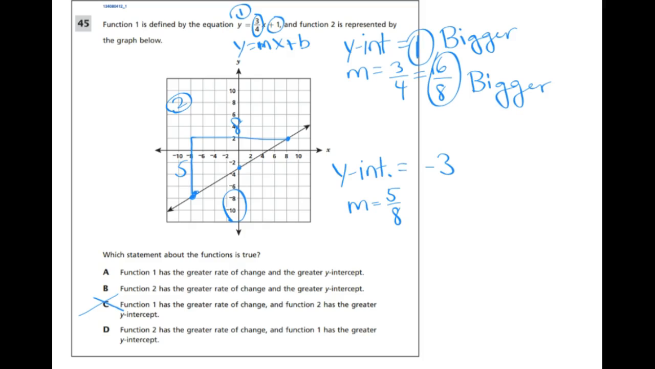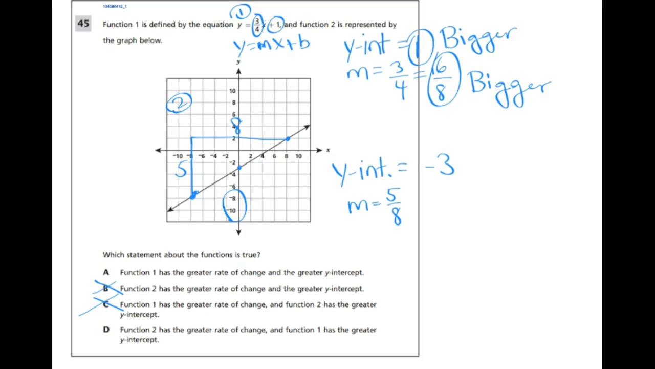Oh, and I just realized I could have gotten rid of choice B. Well, I'm not going back and fixing my narration for that. So hopefully you caught it and I didn't. And now we both know. Alright, so choice A says function 1 has the greater rate of change and greater y-intercept, and that's what we figured out.